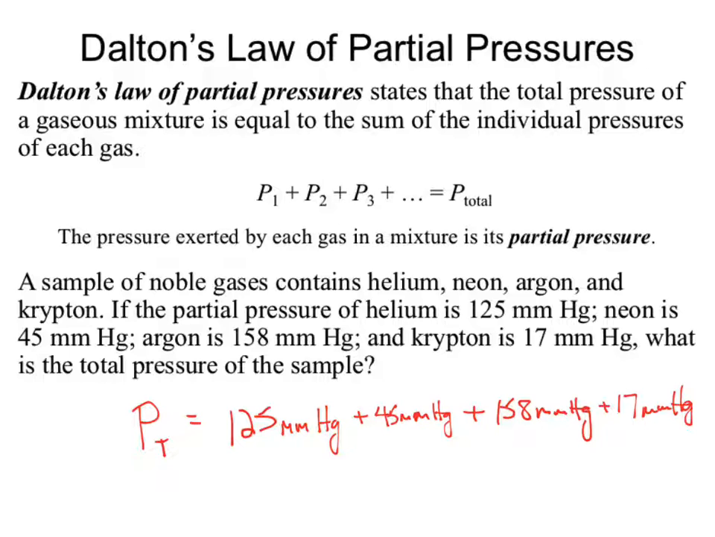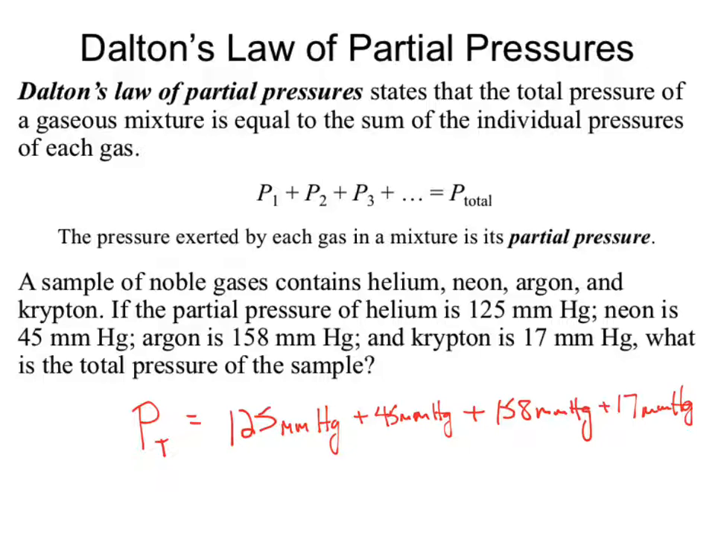What's our issue? Mercury is a liquid, and in order for it to be a gas, it has to be the same temperature. This millimeters of mercury, is it referencing mercury? No, it's a unit that represents the pressure of the gas. So 17 millimeters mercury is a way to monitor the pressure that krypton is exerting on the environment. It is not mercury that I'm looking at.